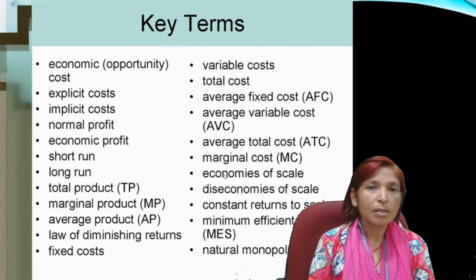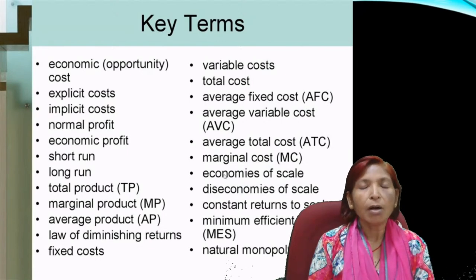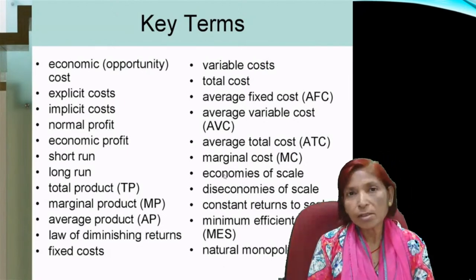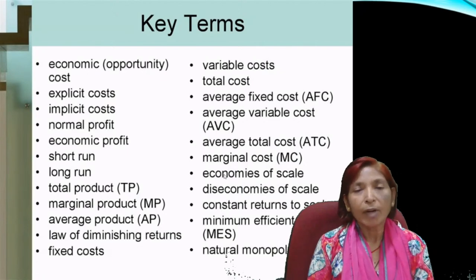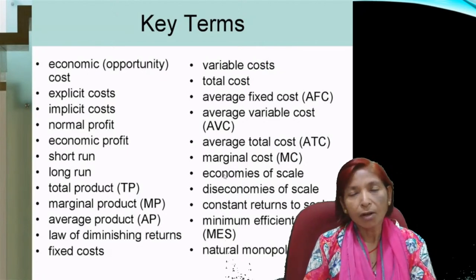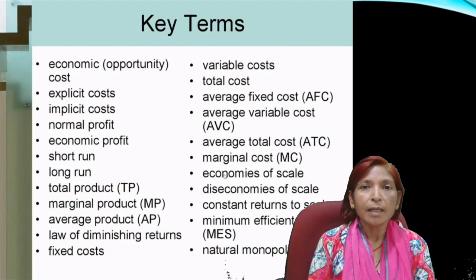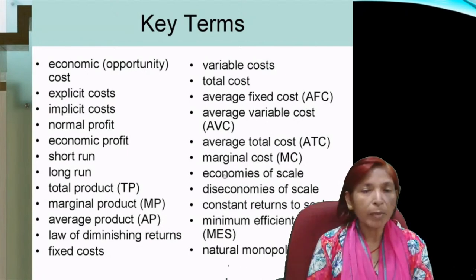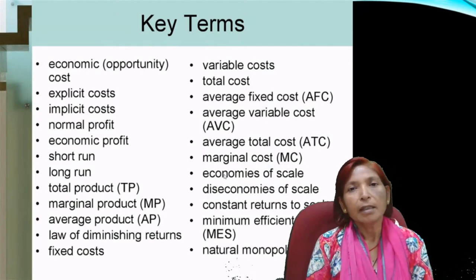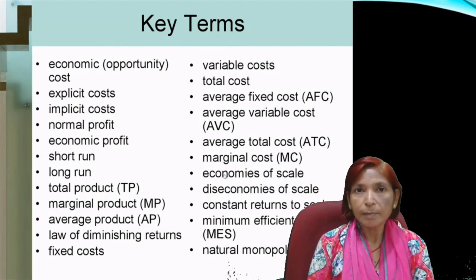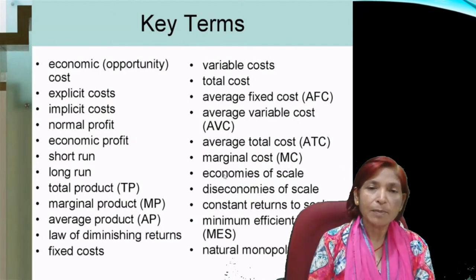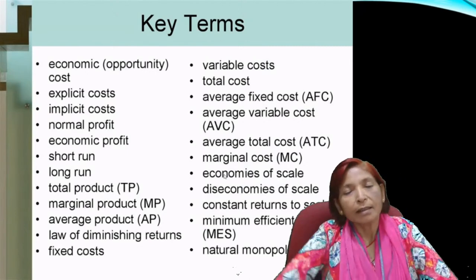Law of diminishing return is known as law of variable proportion or returns to factor, which is applicable in short run. And fixed cost is that cost which is incurred by using fixed factors in production of goods and services. Like land cost is fixed cost. Rent cost is, if you are paying rent for a building, that is fixed cost. And capital means fixed assets, like building cost, machinery cost. Some machines are very fixed in nature. So all these expenses which are incurred in fixed factors, that is called fixed cost.